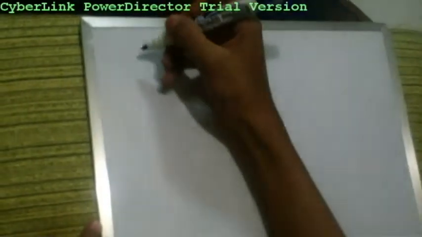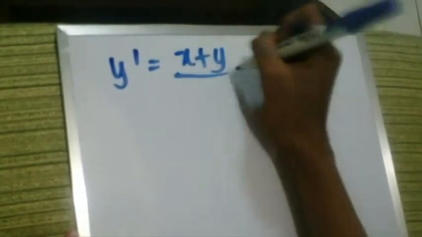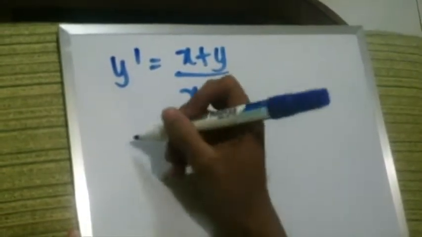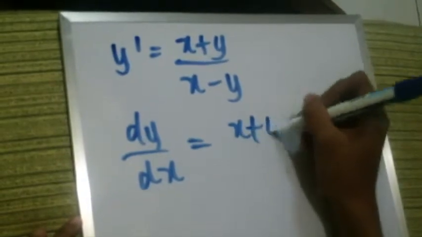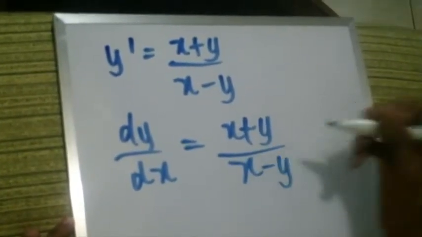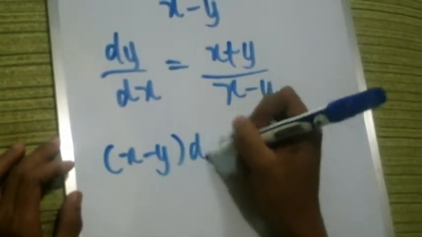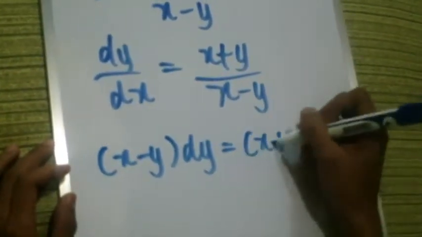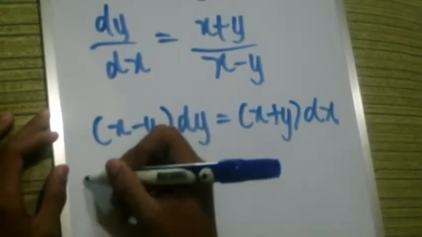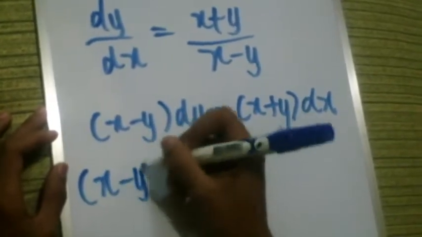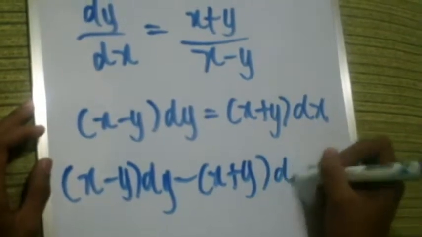We were asked to solve this problem. y prime is equal to x plus y over x minus y. y prime is equal to dy over dx. So x plus y over x minus y. By cross multiplication, x minus y times dy is equal to x plus y dx. Then putting it on the same side of the equation, x minus y dy minus x plus y dx.